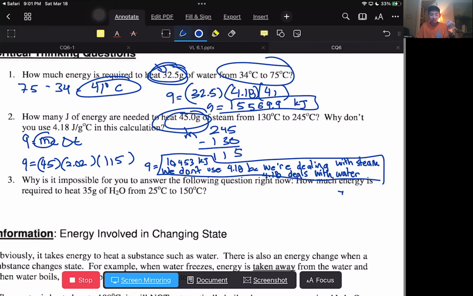So this question is kind of odd. If you did watch the video lecture, then you should be able to answer this. But if you look up the answer, which I did, I'm not gonna lie with you, it just says that we haven't learned phase changes and those types of stuff. So you don't even need to know this question.